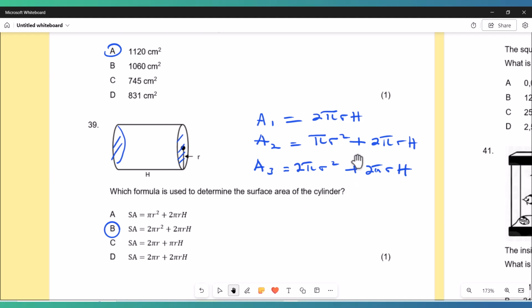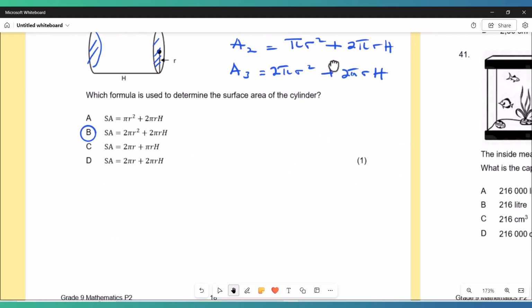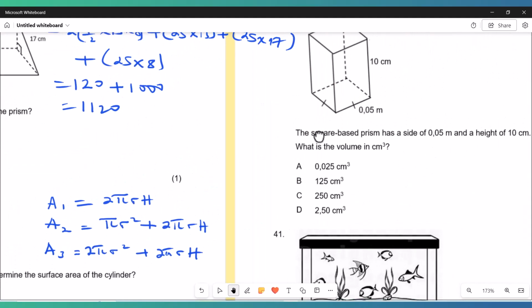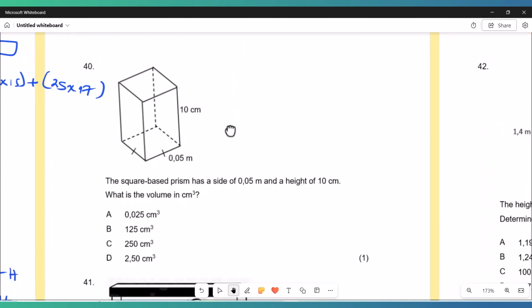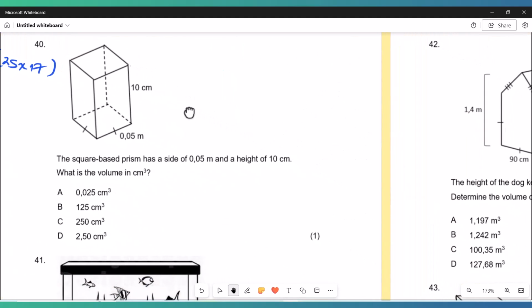Alright, next question here. Question 40. They said the square-based prism has a side of 0.05 meters and a height of 10 centimeters. They want the volume in cubic centimeters. So we're going to convert from meters to centimeters, times 100, which makes it 5 centimeters. We want the volume.